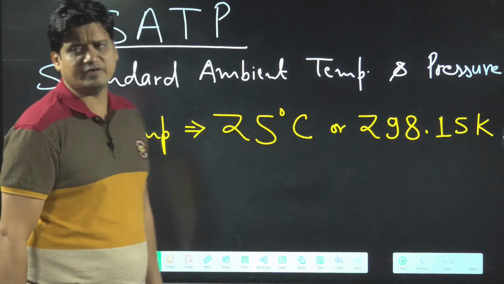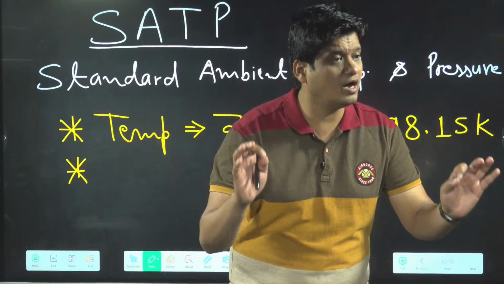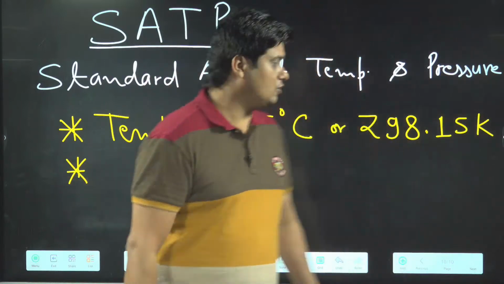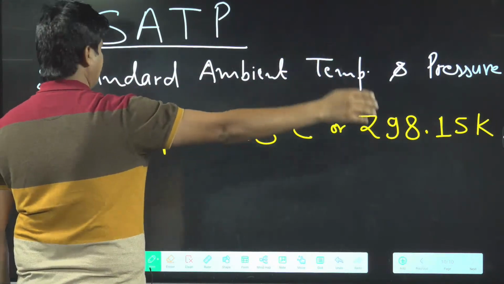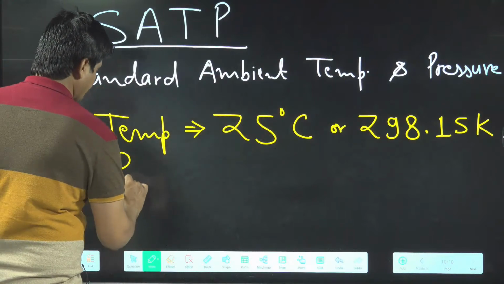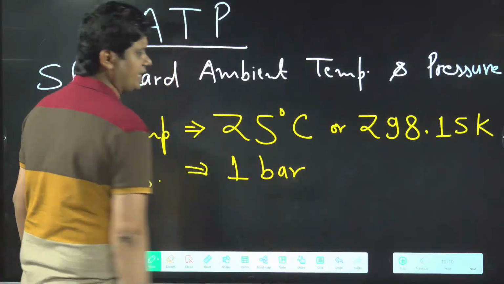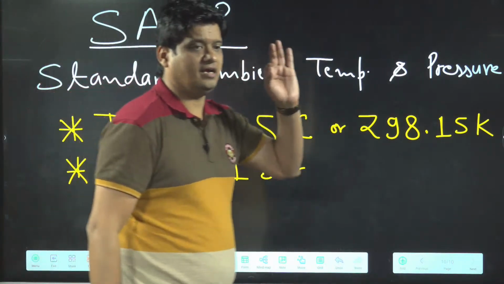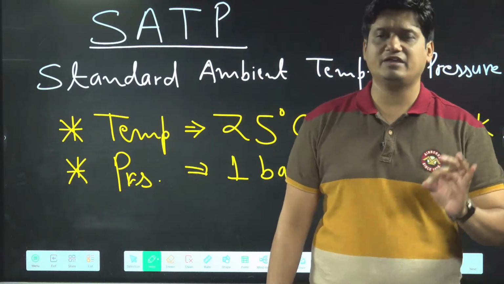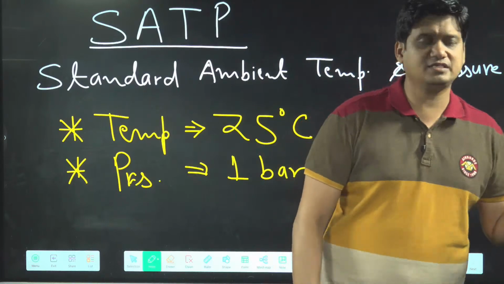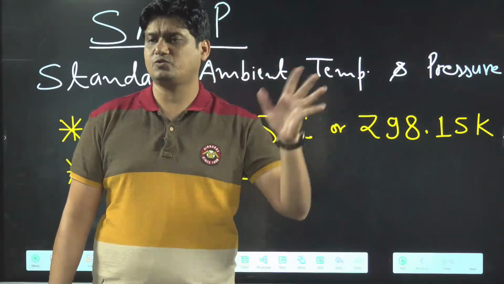Now come to the pressure part. I already told you in the previous class, standard pressure is always 1 bar. When we talk about standard ambient temperature and pressure, the standard pressure is 1 bar. You all know that. Please listen. 1 bar means exactly 10 to the power 5 Pascal. Pascal is the SI unit of pressure. You can say it is Newton per meter square.